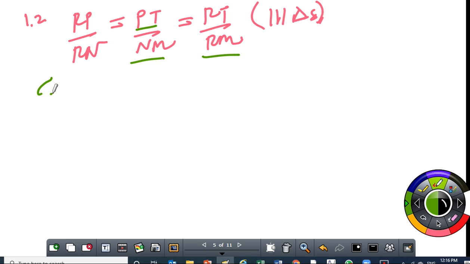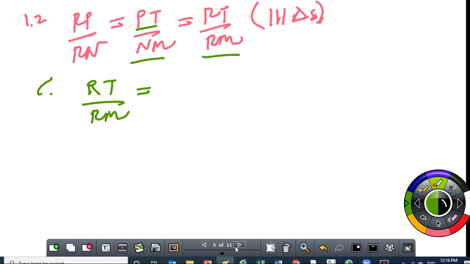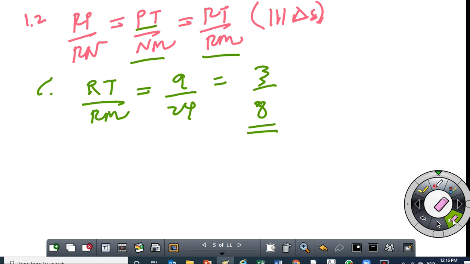Which means I can say, therefore, RT over RM is equal to, what is PT? It's given as 9 units and MN is 24. So I can write 9 over 24, which is equal to 3 over 8. And then I'm done. Alright? So that's the ratio.